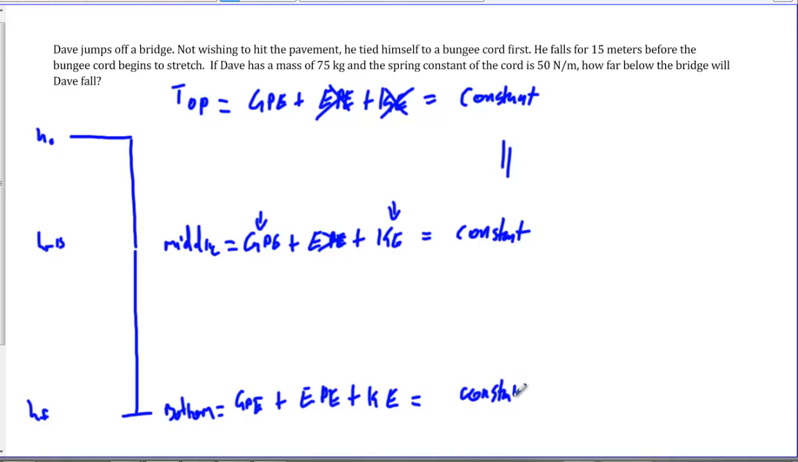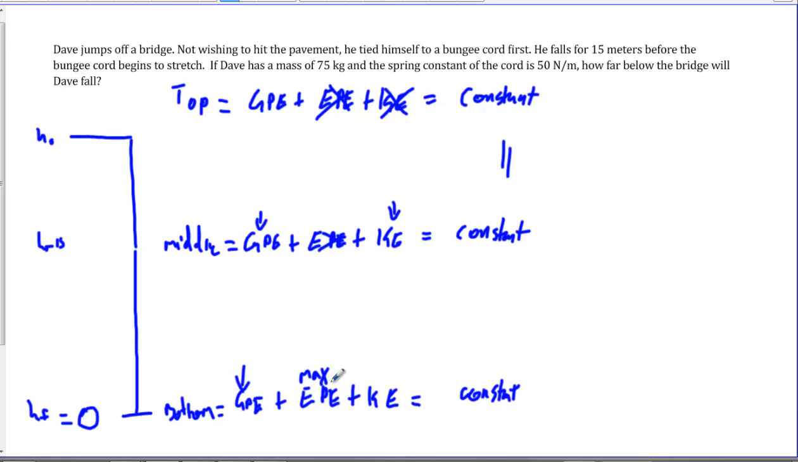That hasn't changed. However, what is different here is our gravitational potential energy. This might be a good place for it to be zero because he's not going to go any lower than this. So this is actually what I'm going to call my zero height. His elastic potential energy, whatever it is, is at a maximum because he doesn't go any lower.